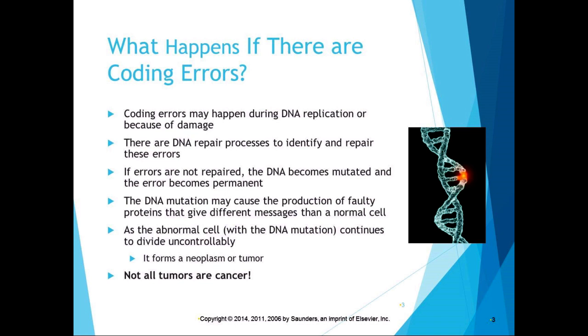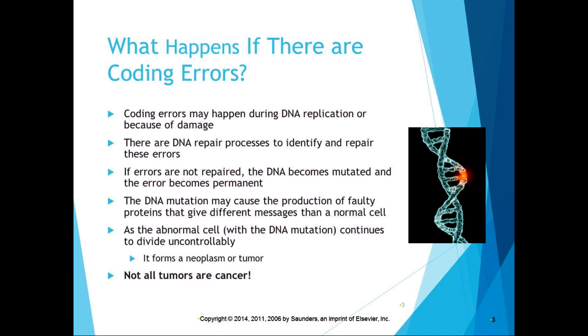But if the errors are not repaired, then the DNA becomes mutated and the error becomes permanent, because the cells are always copying and copying and copying the DNA. It's like when you have a photocopy of something and you make another copy of it, and the pictures or the diagrams get darker and darker, or the print gets less and less distinct, and finally you're getting copies that are errors of copies, and then copies of those errors.